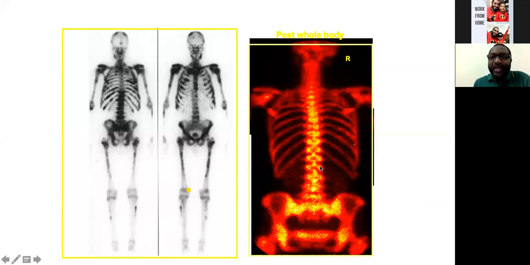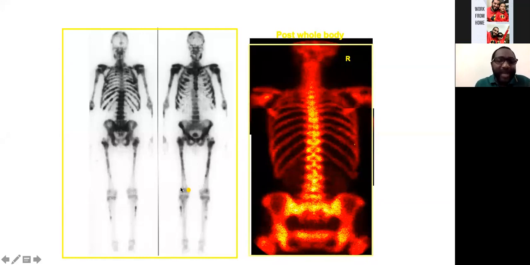Again, sometimes if we want to be sure, we can do more static images, all right, to visualize the kidney, to have more counts and more activity coming up so that we can properly visualize. Again, in this patient, you barely can see the kidney.